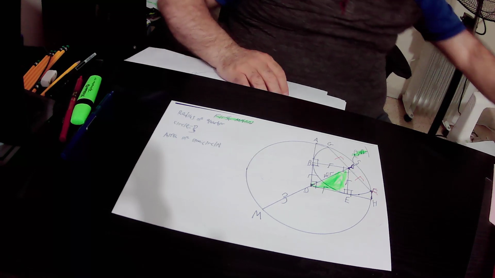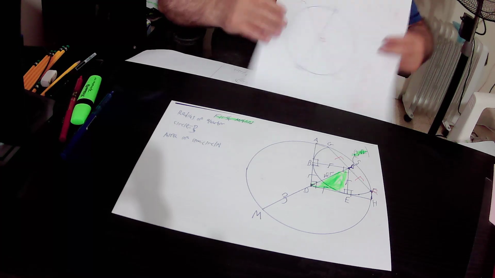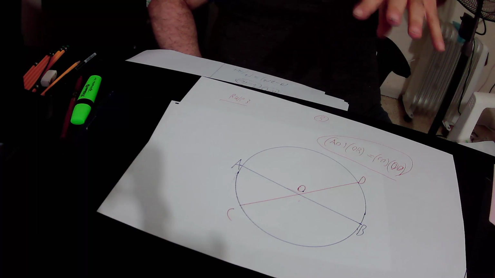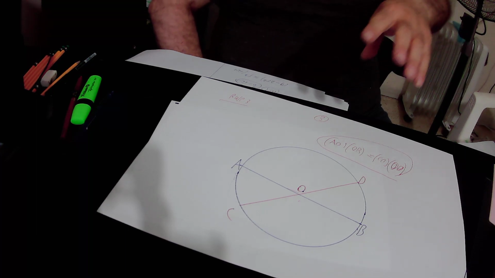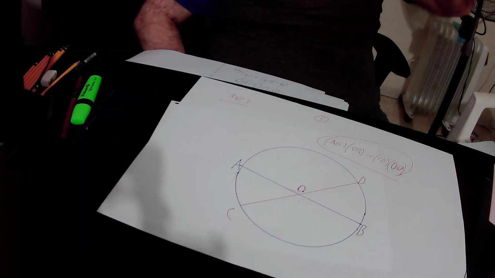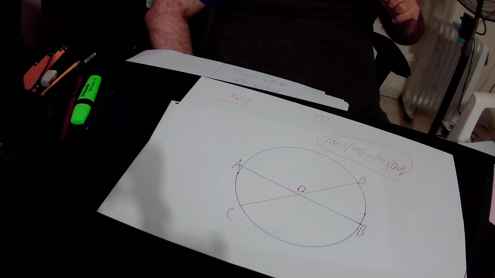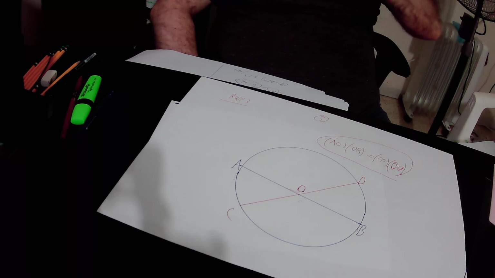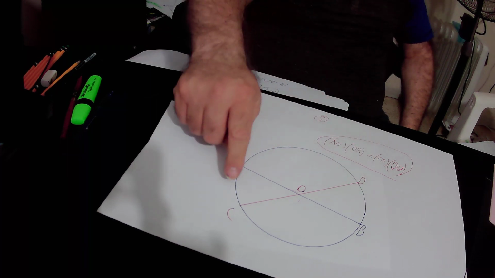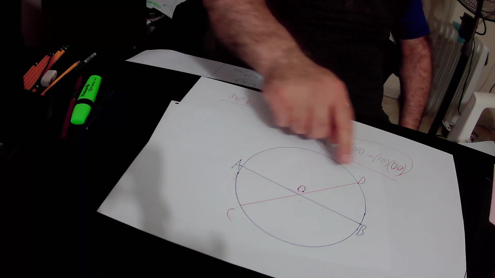Okay? Then I presented to you a new rule. Whenever you have two chords inside the circle that intersect with each other, like in this drawing, we have chord AB intersects with chord CD at point O. Point O is the intersection point of chord AB with chord CD. So whenever you have this situation, then the following formula is true: AO times OB equals CO times OD. Again, AO times OB equals CO times OD.